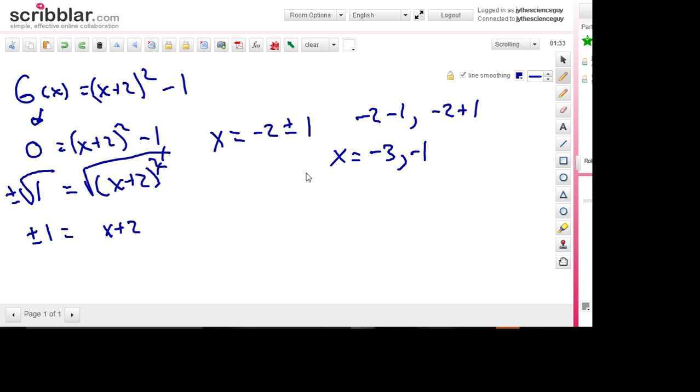Not bad. Any questions about that? That's pretty straightforward. So we did complete the square root method and factoring. And then we also did the quadratic formula too.